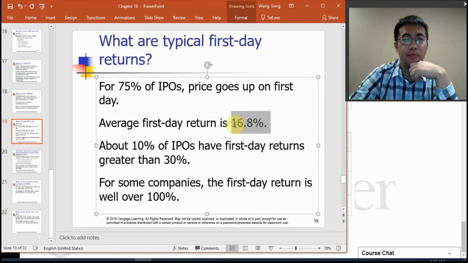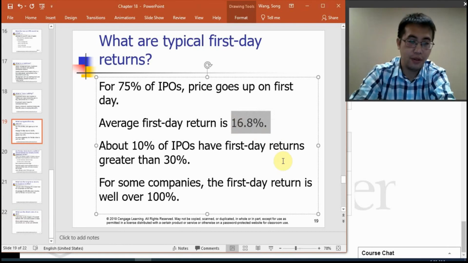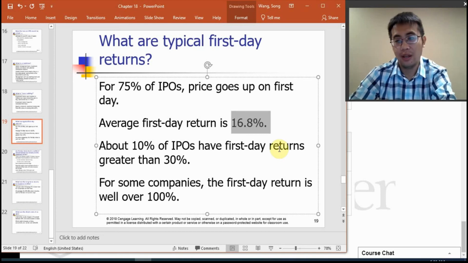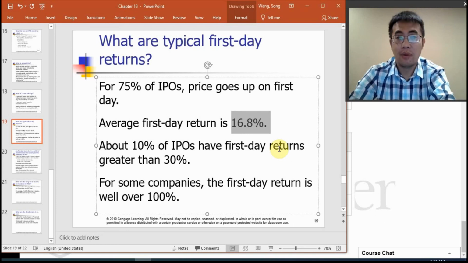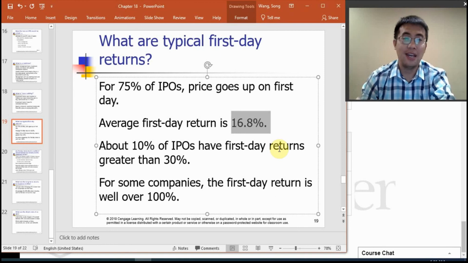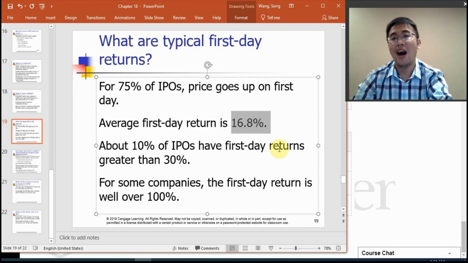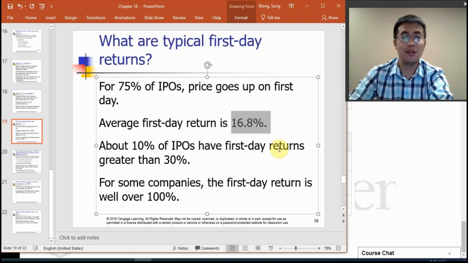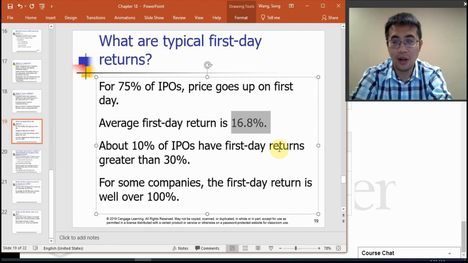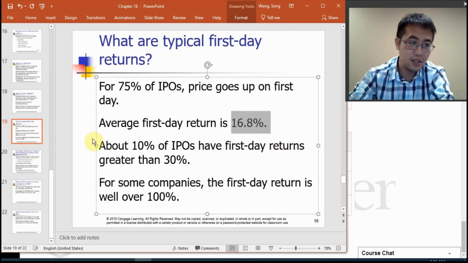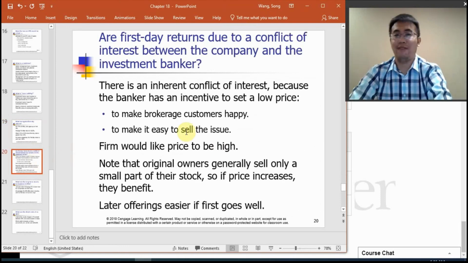While the first day return is pretty high on average for the IPOs, the companies don't get this huge return. For example, in the first day, the stock price started with the offering price, let's say $100. That's what the company gets from issuing the stock. And then by the end of the first day, the price jumped to $117, which is a 17% return increase. Who harvests this 17% return? It is the first buyers of the company, but not the company itself. So that creates some conflict of interest.